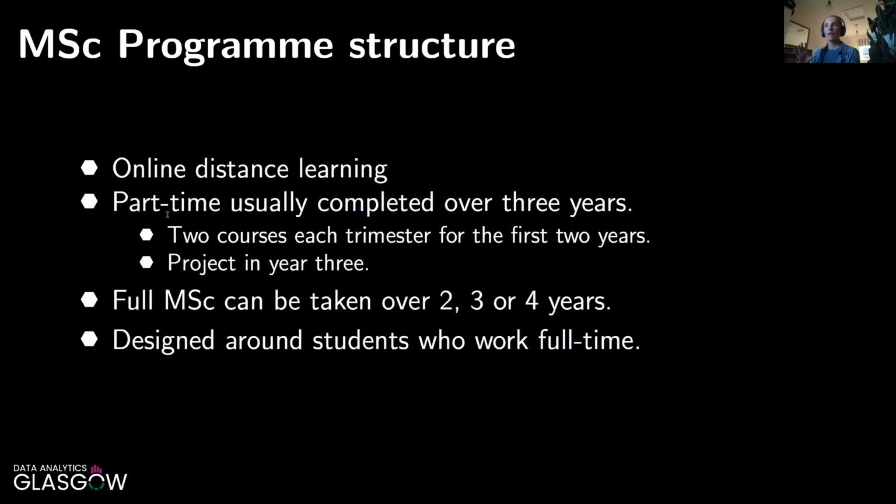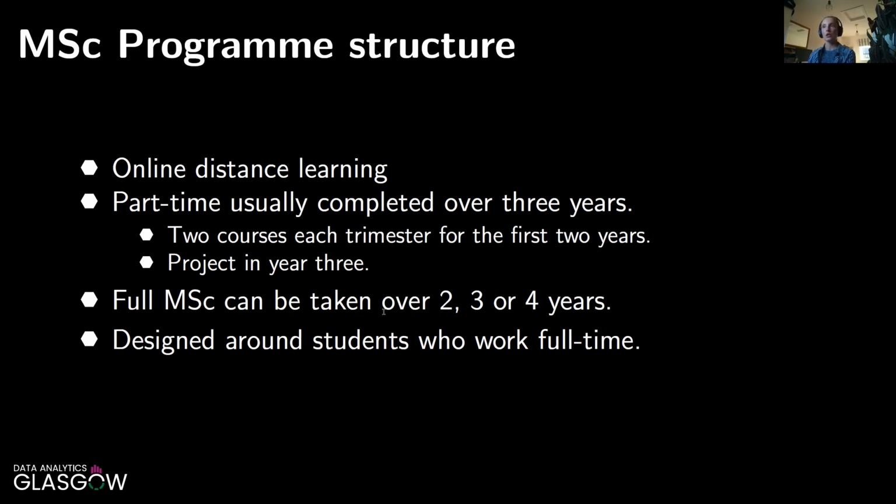When it's completed over 3 years, it's the standard route. That's the route that most students take. On this route, you will take 6 courses per year. So you take 2 courses in each trimester over the first 2 years, and then you take your project in year 3. We offer what we call the faster route.